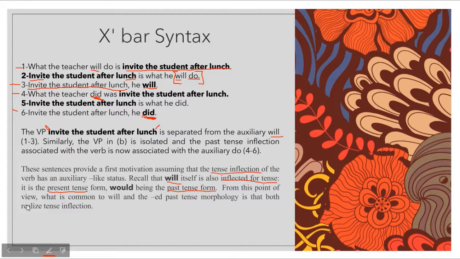From this point of view, what is common to will and the ed morpheme of past tense morphology is that both realize tense inflection.